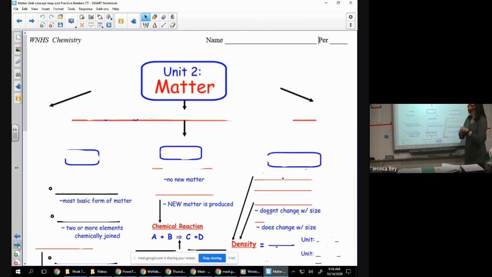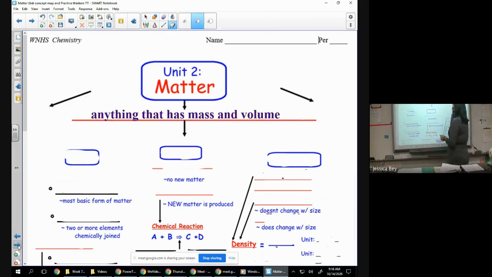Okay. This whole unit was about matter. And in that, we know that matter is anything that has mass and takes up volume. Anything that has mass and takes up volume.